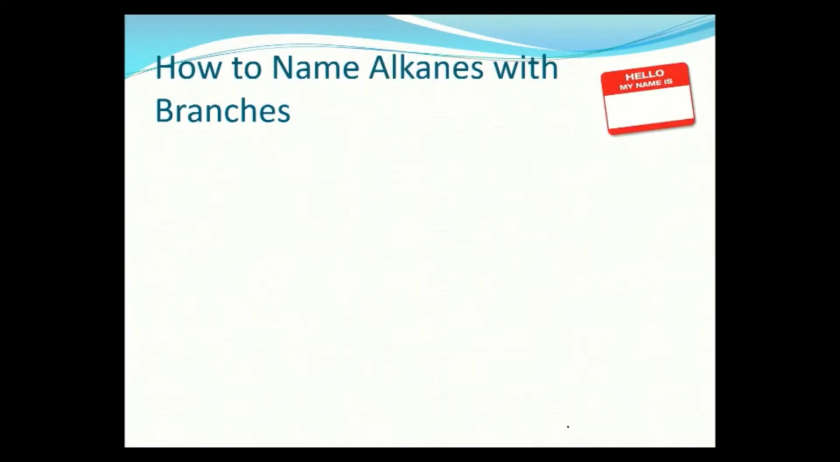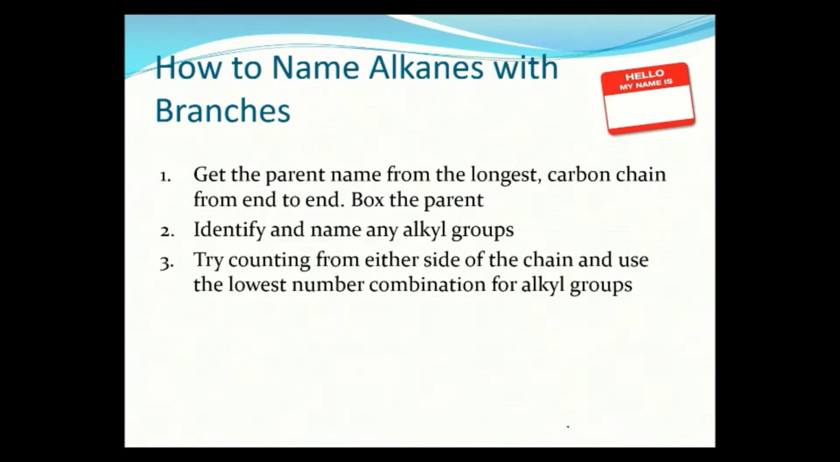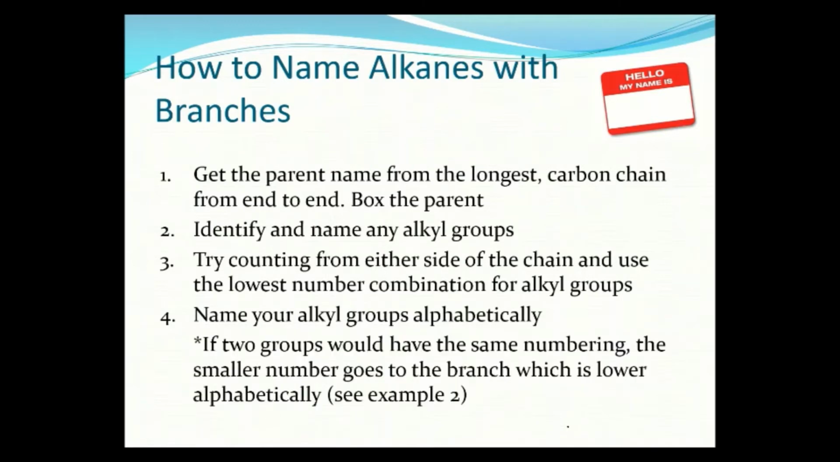So these are our rules for naming alkanes with branches. So first step is you get the parent name from the longest carbon chain from end to end, and then you can box that parent. You identify the name of any alkyl groups. You try counting from either side of the chain and use the lowest number combination for alkyl groups, and then name your alkyl groups alphabetically. And if there's 2 possibilities where it's the same numbering, you give the smaller number to the branch that's lower alphabetically. So this won't make sense now, and that's okay. But we will go through some examples.